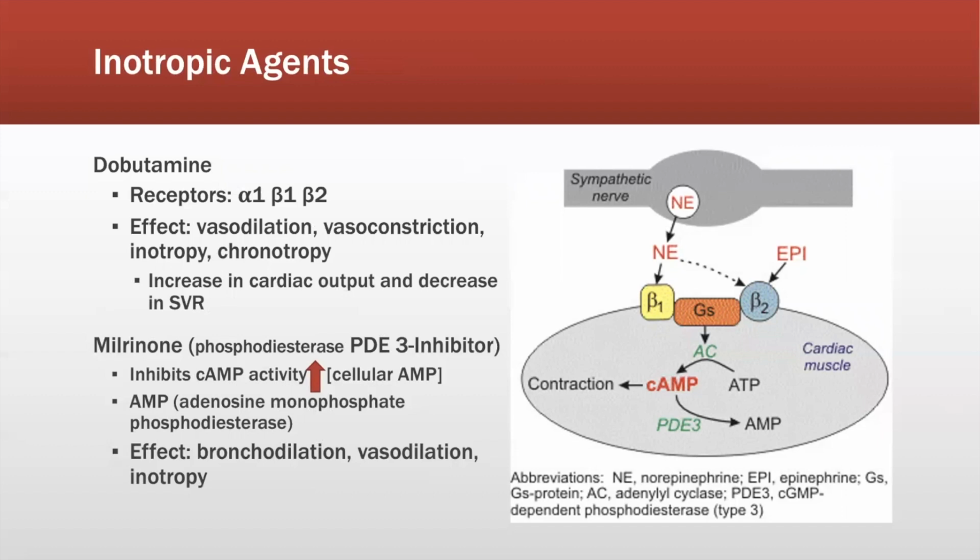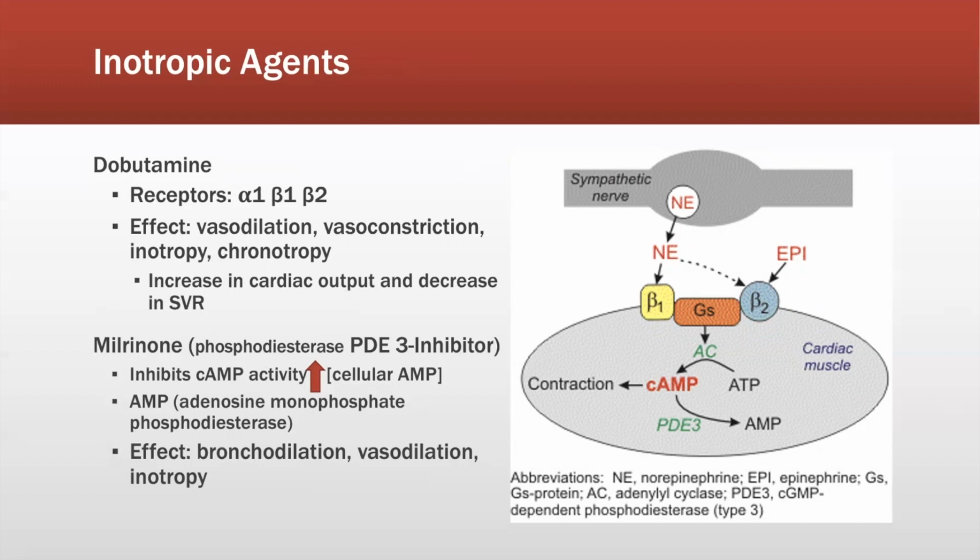All right, moving on to our inotropic agents. So inotropic agents help to increase the contractility of the heart, right? Moving on to dobutamine. So dobutamine acts on alpha-1, beta-1, and beta-2 receptors. Therefore, the effects of dobutamine are vasodilation, vasoconstriction, inotropy, and chronotropy. So overall, there's an increase in cardiac output and a decrease in SVR.